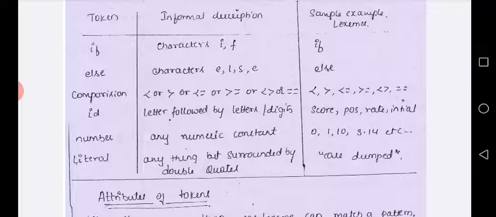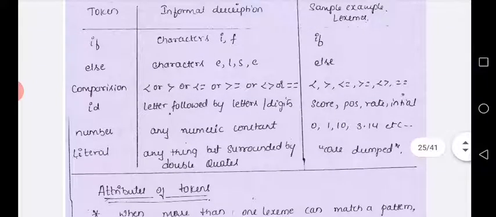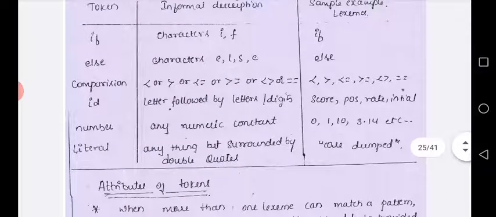Then later, we are using some identifiers over here, like score, position, rate, initial. That was our example when we were discussing the phases of the compiler: position is equal to initial plus rate into 60. Score, position, rate, initial. If you find these kinds of lexemes, that is letter followed by letter or digit. See, so this is of what pattern? Letters are followed by letters itself. They are not a keyword. They can be called identifiers.